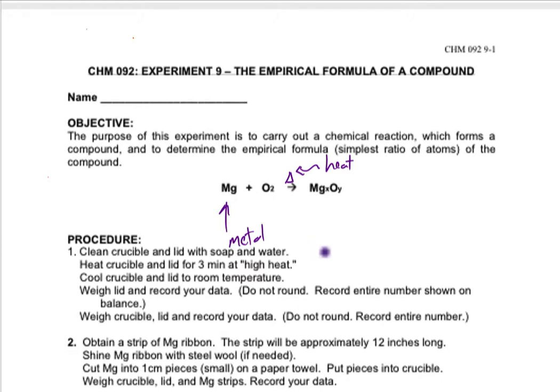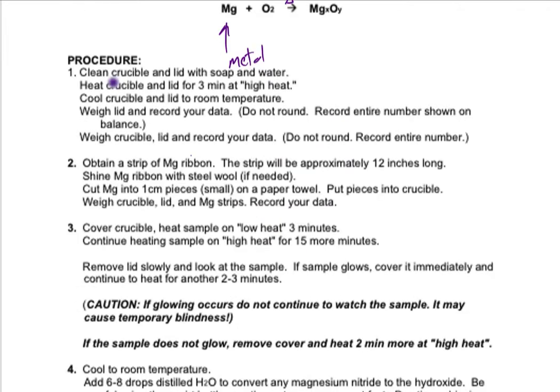Now, I'm not going to spend a lot of time on the experimental part. You'll actually see the crucible and lid in the image. It's just a little ceramic bowl, a little ceramic dish that can take a lot of heat. You place the magnesium in the crucible, and then you just heat it really aggressively.